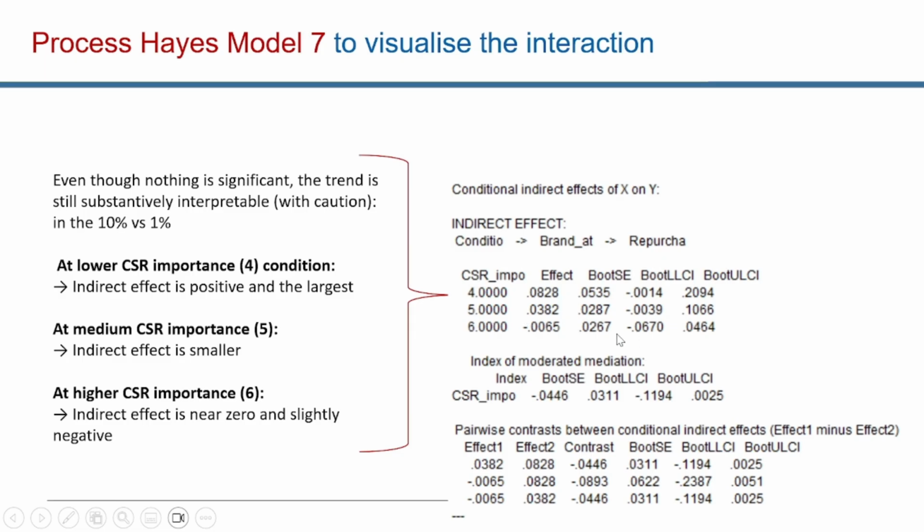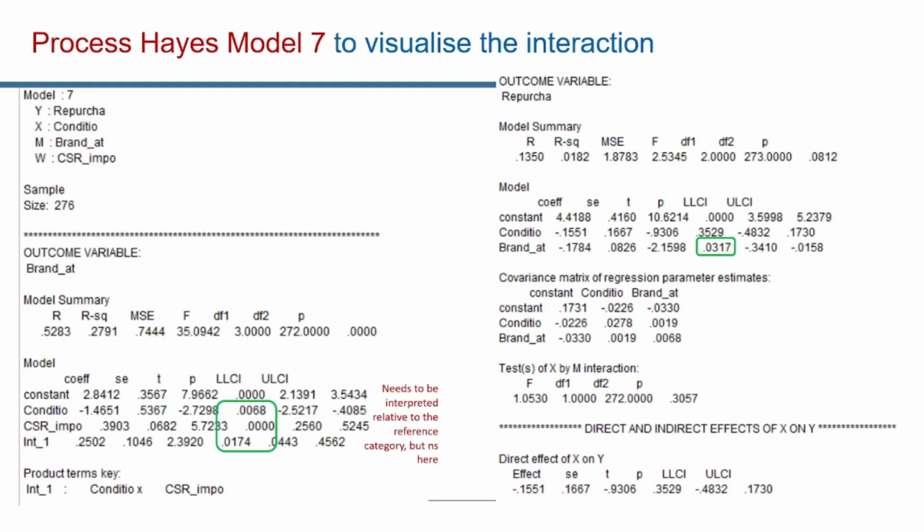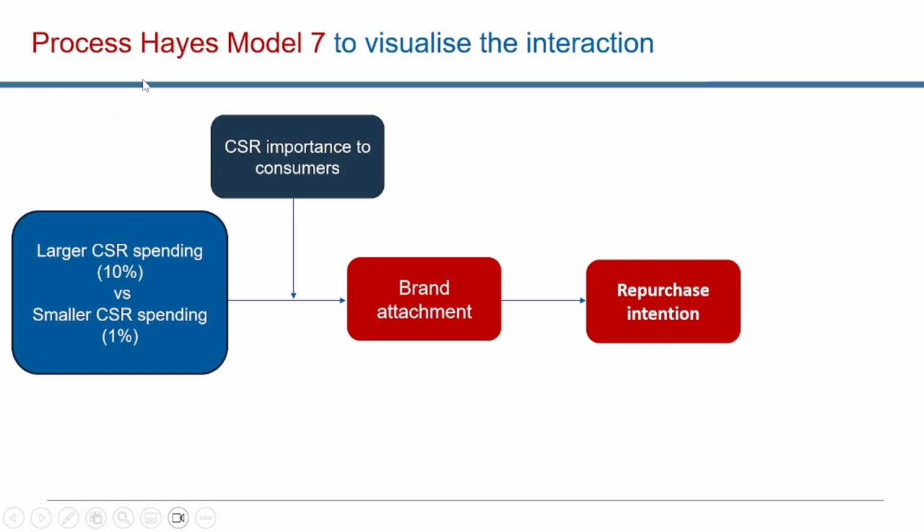So you have to be very careful while interpreting non statistically significant results. I do not encourage you to do that. I'm just telling you how to interpret and make sense of your data. Then it says that at medium level of CSR importance, which is 5, the effect is becoming smaller and it's becoming negative and absolutely teeny tiny, non-existent at higher CSR importance levels. And these are the effects on repurchase intentions. But what I just wanted to show you is how to run Model 7 using the Process Hayes add-on if, for example, you wanted to estimate such a model in your experiment.